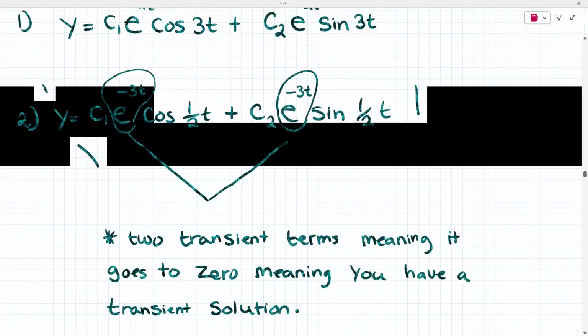Meaning it goes to 0, meaning you have a transient solution. So if it goes to 0, that means you have a transient solution. So that's what it means when you have transient terms and solutions.